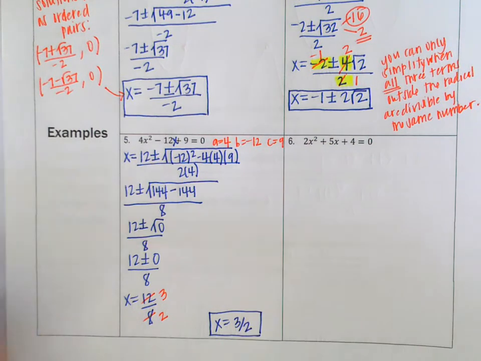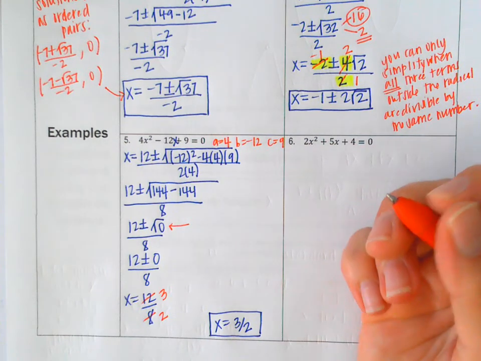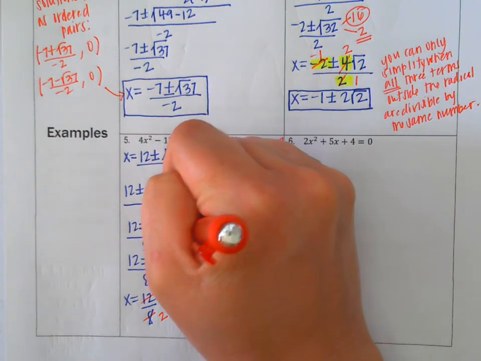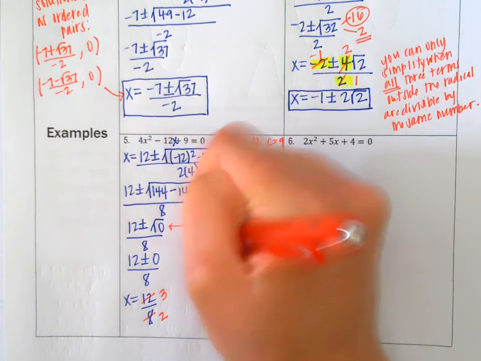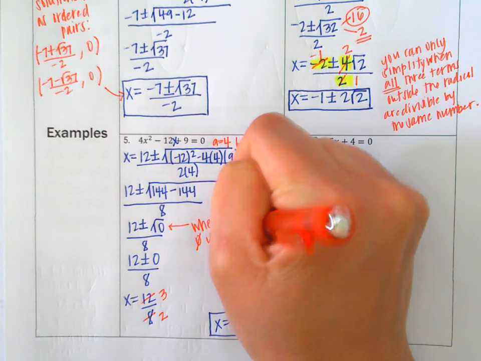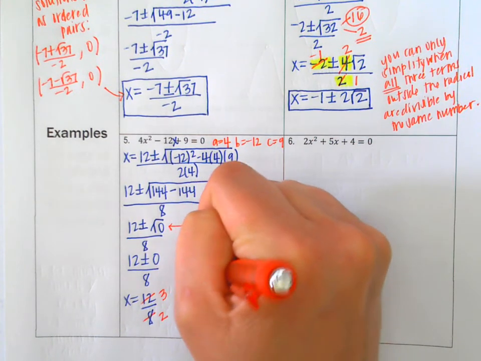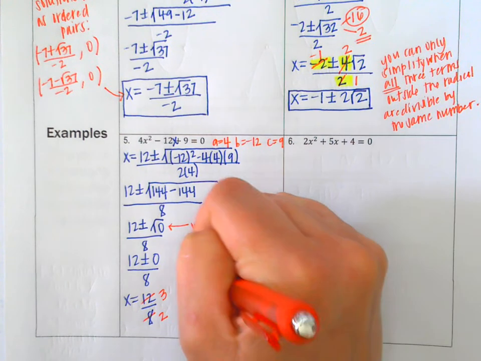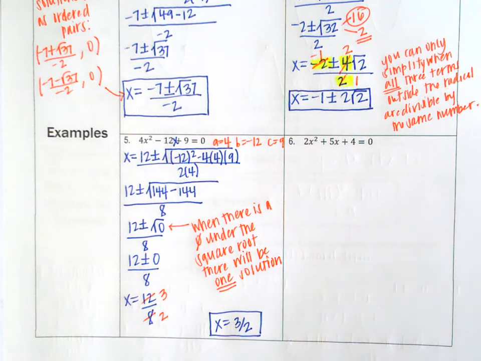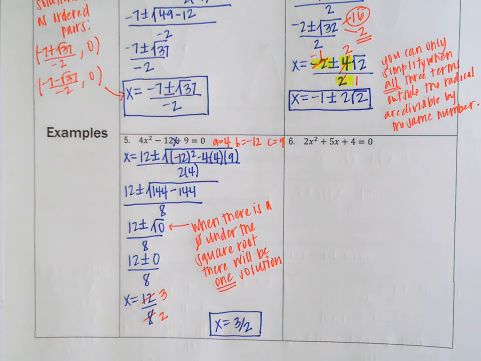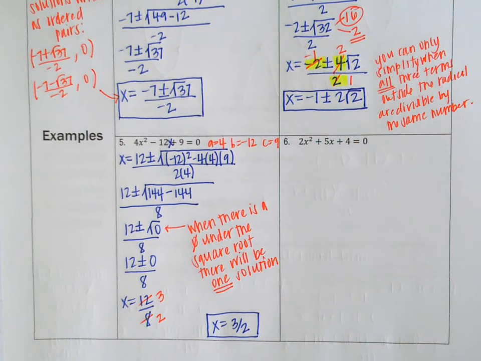So something that's super, super important: when there is a 0 under the square root, there will only be one solution. Because plus 0 gets you the same thing as minus 0, so there's no two options there. There's not that plus it and a minus it. And that's it for 5.